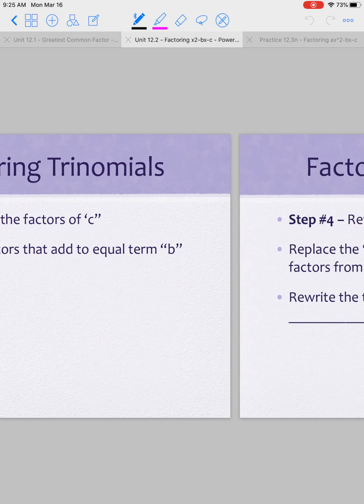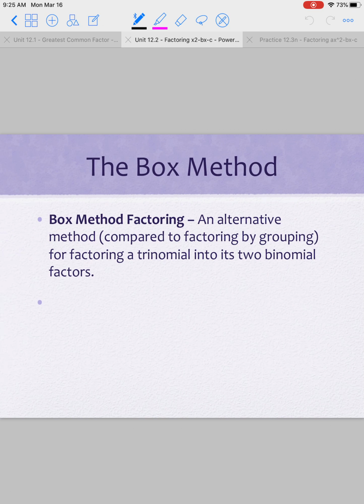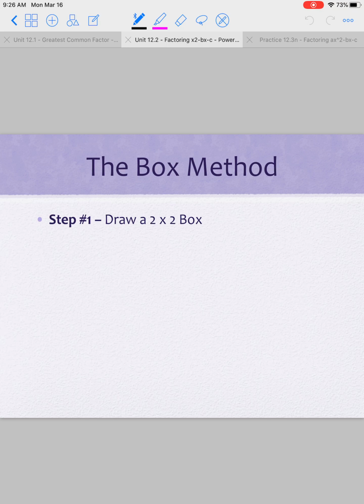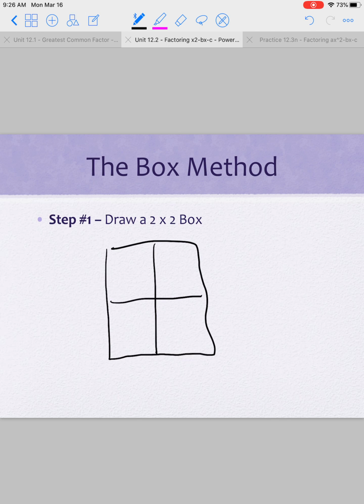And we're skipping through this part because we are using the box method. The box method is very straightforward in the sense of you're going to be using a box. Once you set up your box, you'll then just be finding the greatest common factor, which we worked on last video. So step 1 is to draw a 2x2 box. That just means 2 rows, 2 columns.